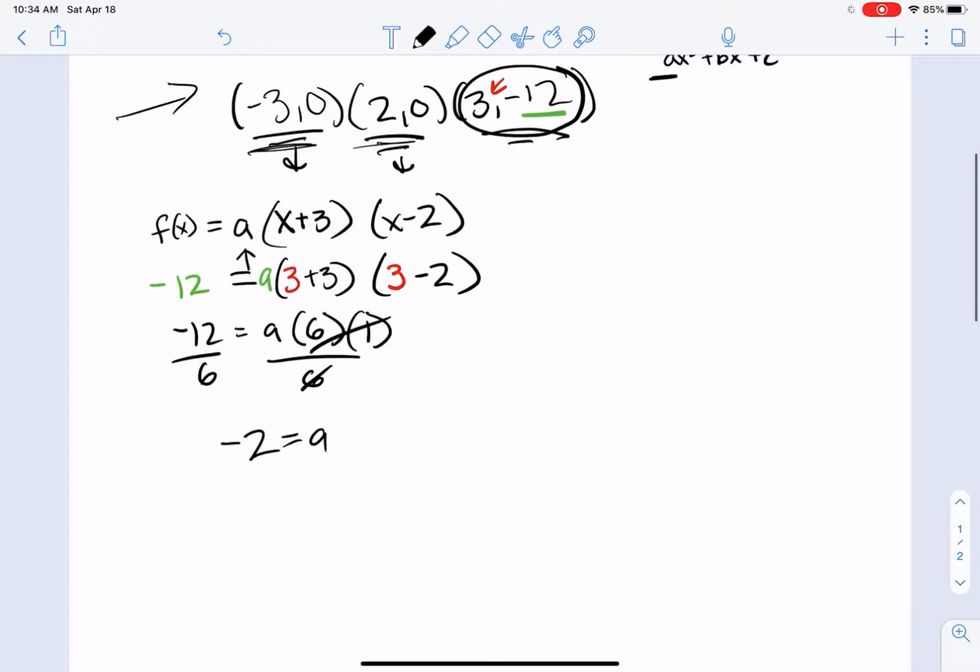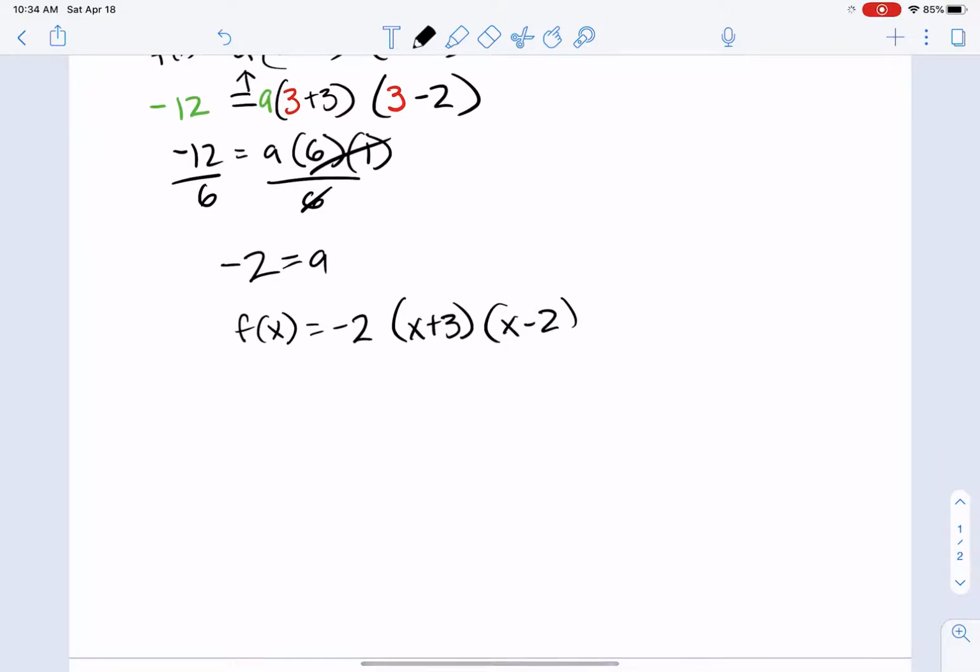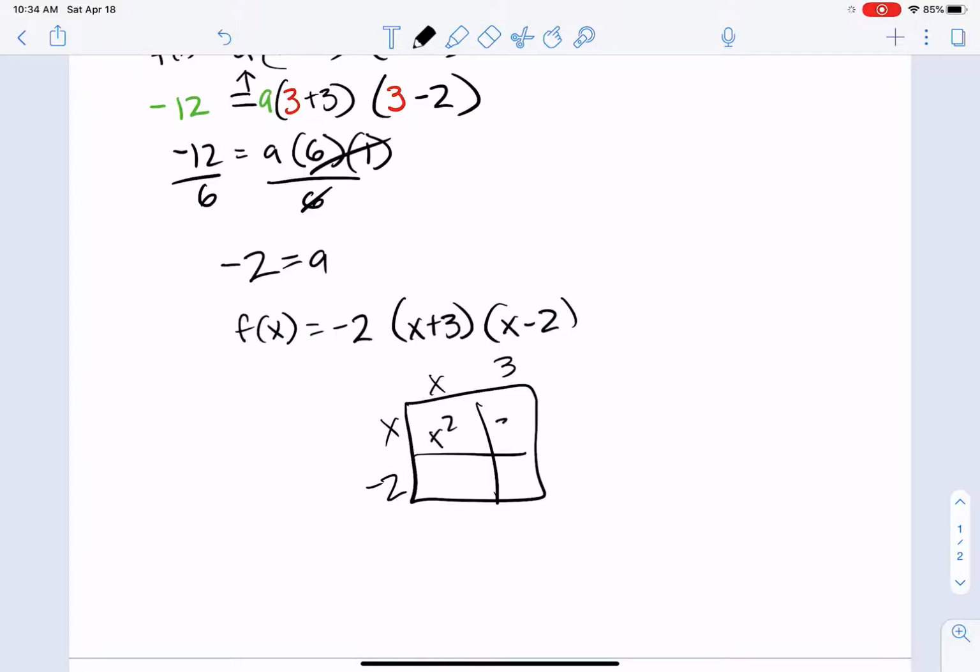Great, now we've solved for a, and we need to go ahead and put this into standard form. So right now I have f of x equals negative 2 times x plus 3 times x minus 2. This is factored form, which is wonderful, but they asked for standard form, so I need to do an area model. x plus 3, x minus 2: x squared, 3x, negative 2x, negative 6.